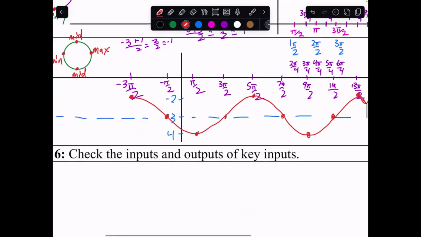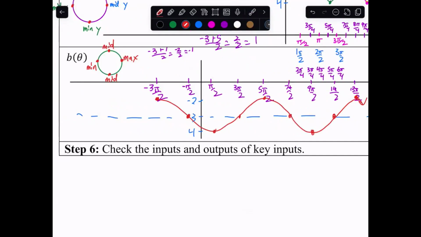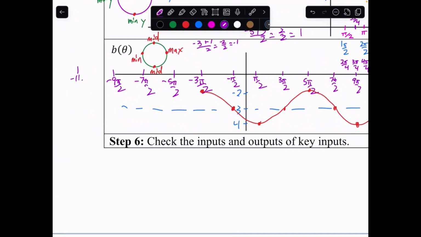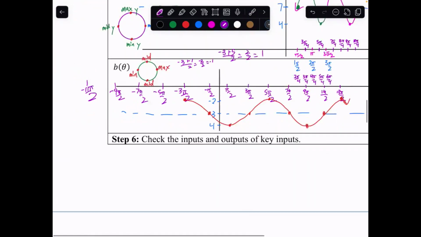Okay, some of you might have gone backwards. That's also very easy because you just subtract 2 every time, right? 5 minus 2 is 3, minus 2 is 1, minus 2 is -1. So on this side, it'd be -5 pi over 2, -7 pi over 2, -9 pi over 2, -11 pi over 2. And again, the pattern is the same, right? Start at the top, down to the midline, down to the minimum, back to the midline, back to the top.